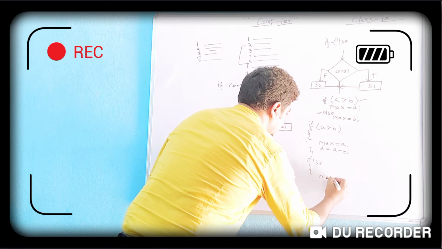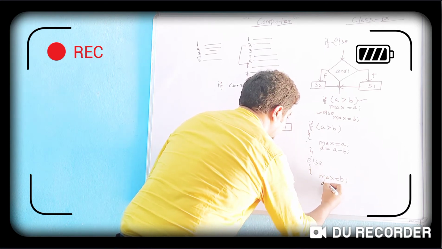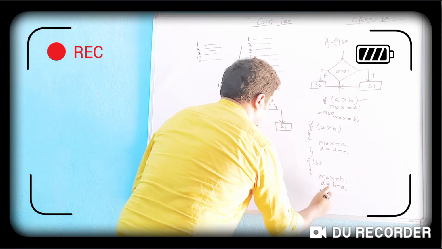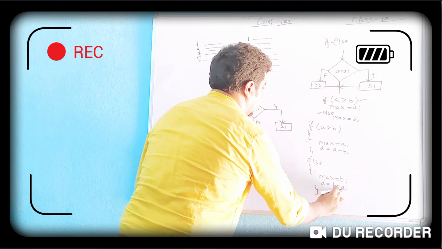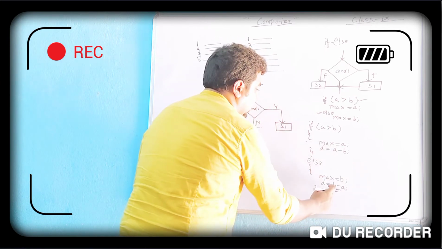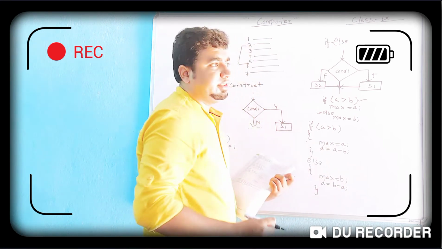max is equal to B. So max value is B and D is equal to B minus A. So this is going to execute. Means this is greater, from the greater number B I am subtracting A. So this is if and else.